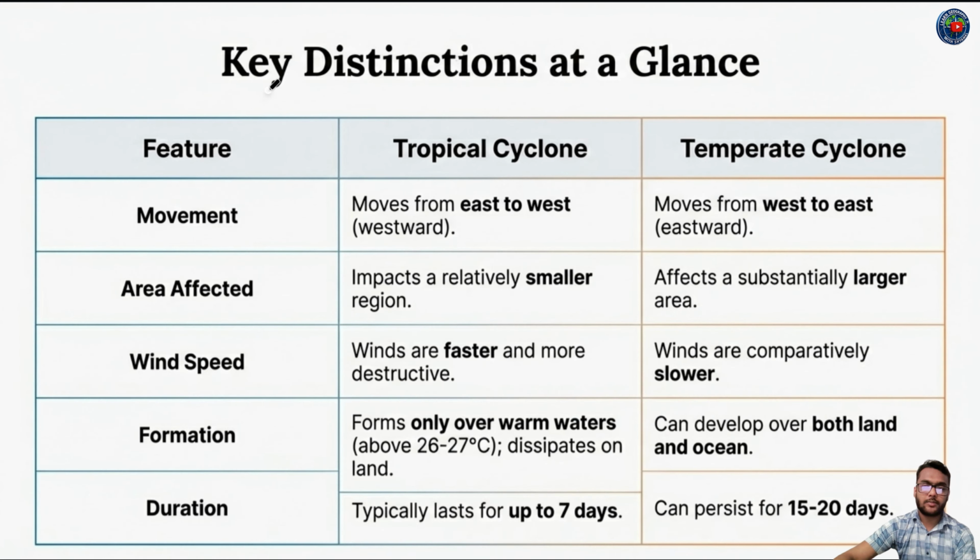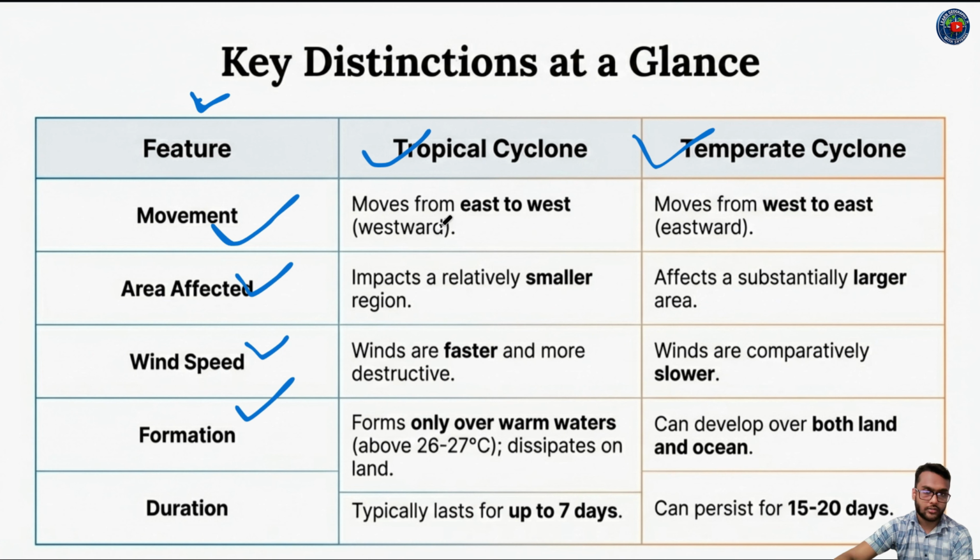This is a table showing the difference between tropical cyclone and temperate cyclone. In terms of movement, a tropical cyclone moves from east to west, while a temperate cyclone moves from west to east. In terms of area affected, a tropical cyclone impacts a relatively smaller region and a temperate cyclone affects a substantially larger area. In terms of wind speed, tropical cyclone winds are faster and more destructive, and in a temperate cyclone winds are comparatively slower.